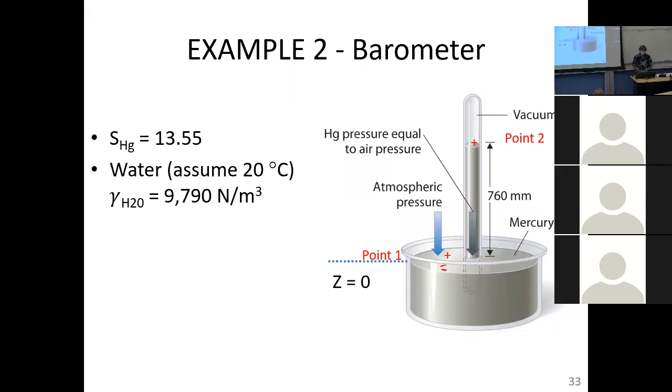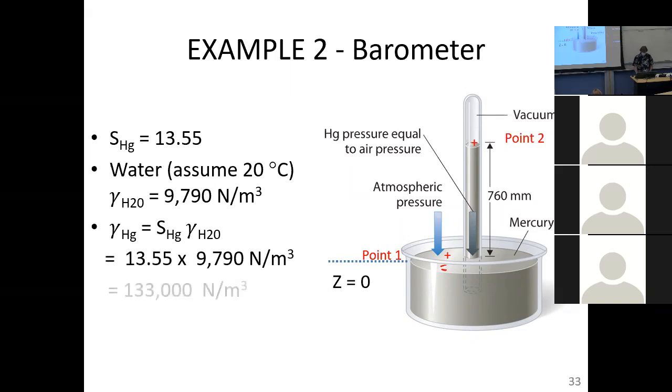And you ask, well, why are you using water? Well, I don't have the specific weight of mercury, and I need the specific weight of mercury. And you know that specific weight of any substance is equal to specific gravity of the substance times the specific weight of water. Right? And so we'll calculate that out, and you'll see that the specific weight of mercury is 133,000 newton per meter cubed. And again, I just rounded to 3 digits.